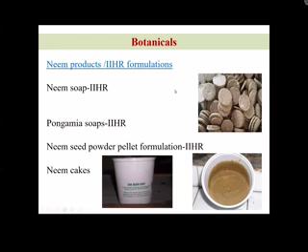And these are some of the technologies developed here. We usually recommend neem soap, pongamia soap, pellets, and neem cakes to repel the insects away. We have successfully demonstrated the use of pellets near Tamil Nadu, particularly in cabbage and cauliflower.